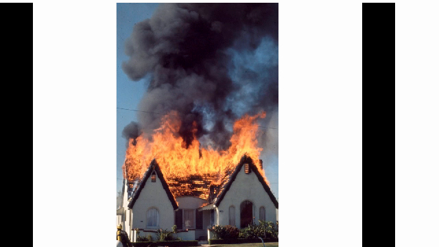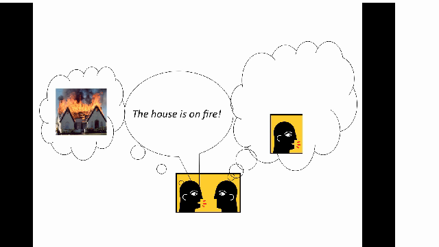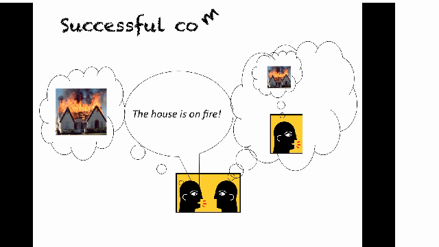Suppose I see a house on fire, and suppose I want to communicate this to someone like you. So I run over to you with this picture of the burning house in my head, and I tell you, "The house is on fire!" And by the time I finished my sentence, you will know that I think that the house is on fire. That's successful communication. At the end of it, you know what I think, or at least what I want you to think that I think.